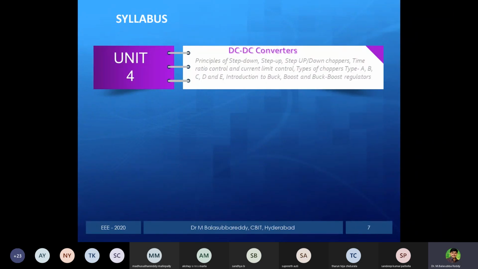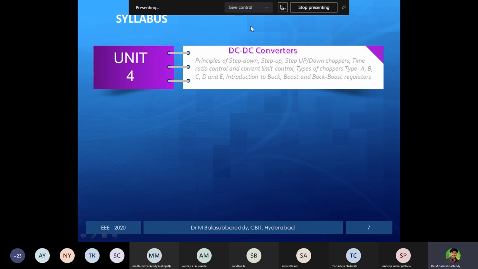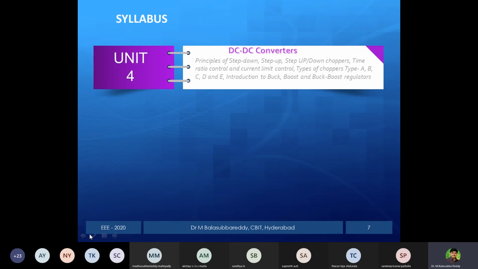Now the fourth unit, two parts. One is DC to DC, that is, the chopper. DC to DC we call a chopper. There are different types of choppers: step down chopper, step up chopper, up and down chopper, and the control techniques. Different control techniques we'll discuss in this unit.